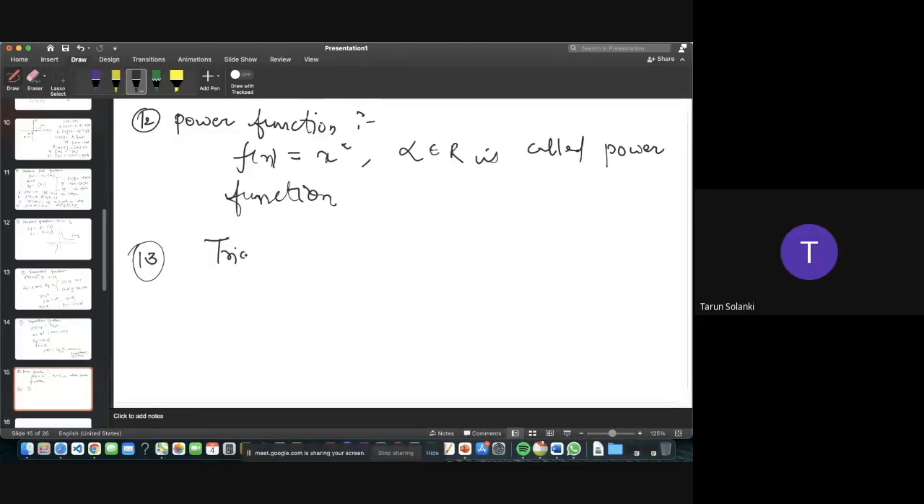Okay. Next, trigonometric functions. I think we have covered these, but we will discuss them quickly, right? So for trigonometry, the first one is the sine function.